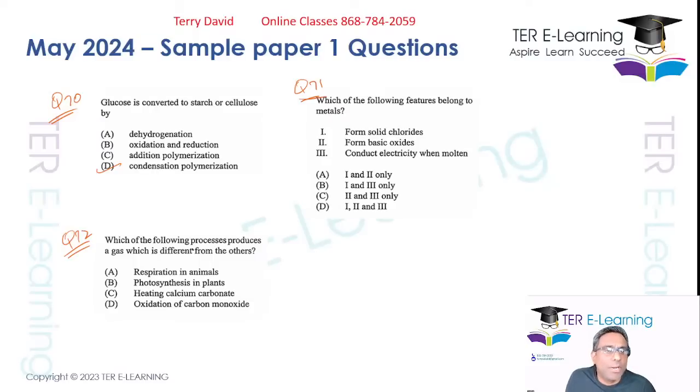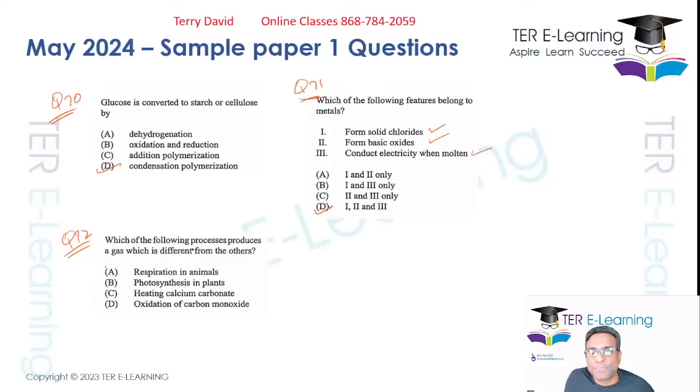Right, so 71, let me see what happened in here. A lot of people saying that the answer for 71 is D. So they form solid chlorides. Think of a metal: sodium, if I react that with chlorine, I'm going to get sodium chloride. That's a solid. So we can say yeah. Form basic oxides. Yes, sodium oxide is basic. Magnesium oxide is basic. Conducts electricity when molten. That's true for metals. So it's all of them, right? So it's D. It's 1, 2, and 3.